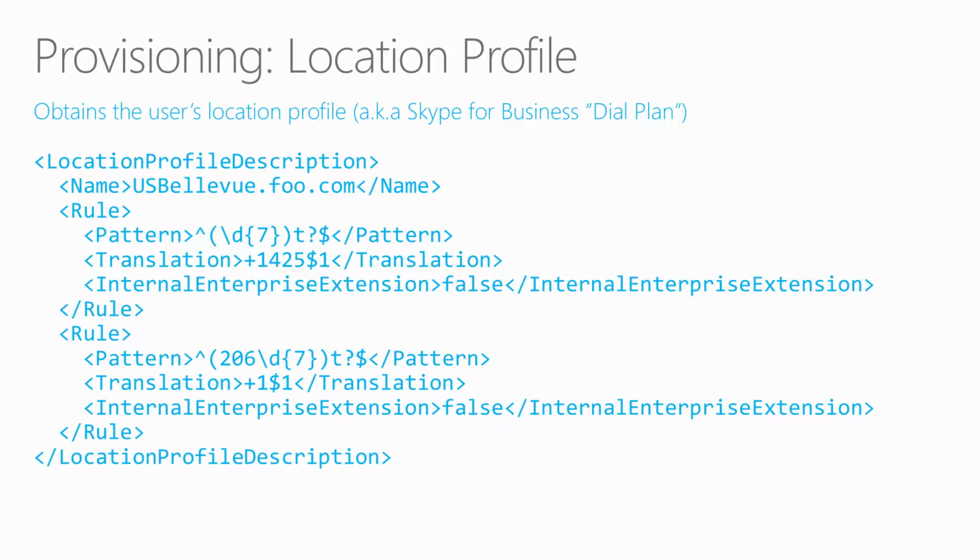Now let's take a look at one of these provisioning parts, the location profile. Location profile, I said it before, also known as the dial plan, tells the endpoint what phone numbers should be formatted how. And you can see quite some information here. Again, it's XML formatted, so you can see the name of the location profile. You can see different patterns, how they translate, if it's an internal extension, and so on. So again, this can be very useful if you see a certain client behavior and you're not sure if the client is really configured for that. Just look into the logs and find out yourself.